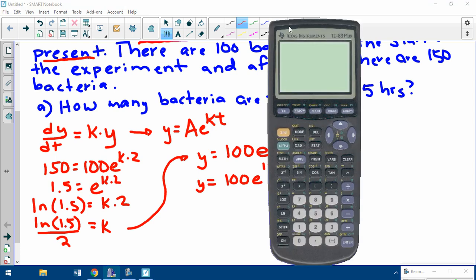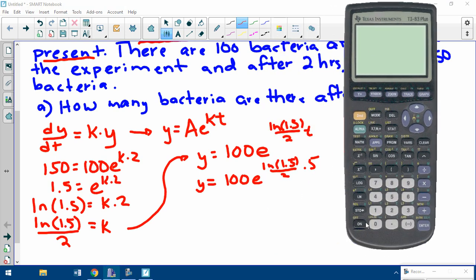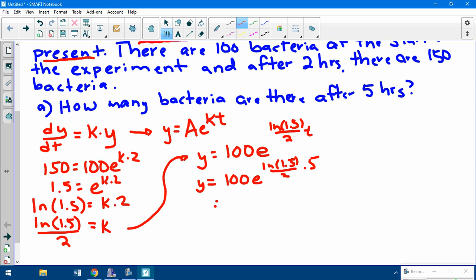Grab my handy calculator over here. It's a little bit easier for you with the new version of the calculator because yours all go up in the exponent, but I can type in ln of 1.5 divided by 2 times 5. As long as you have an old calculator, make sure the parentheses keep that whole thing in the exponent. And we should get about 275.568 bacteria.